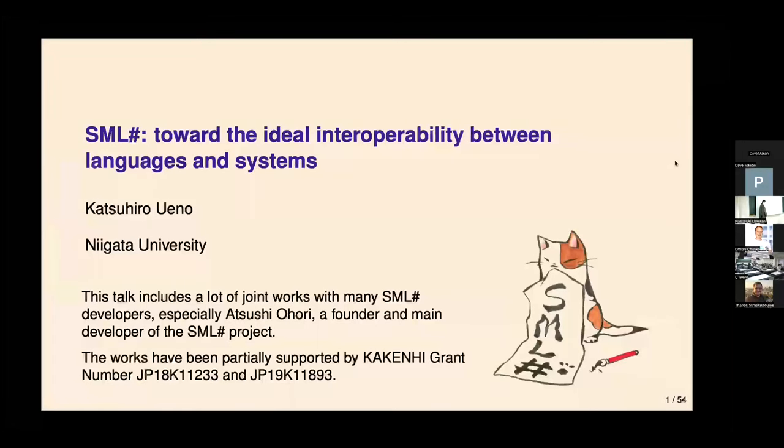Before the main topic of this talk, I'd like to talk about a little topic about my costume. So how about my costume? Do you know what this is? It's a kimono, the Japanese traditional costume.